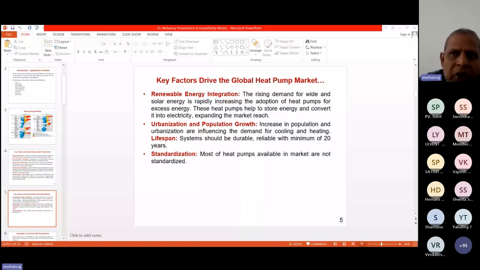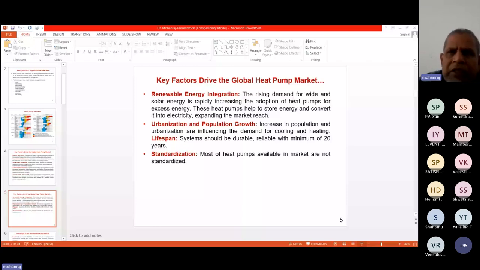But in most of the European countries, they have nearly totally shifted towards heat pump heating systems. Even China is having a huge market, especially in the European countries, for heat pumps.